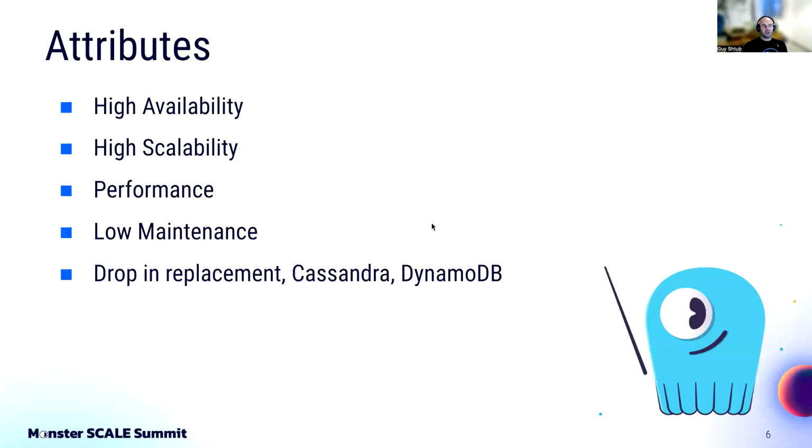So if you have a real-time use case, if you have large data, big data, then ScyllaDB is probably a good option for you. Low maintenance, so the system has auto-tuning abilities, and it does most things without any intervention needed from the user. And I didn't mention it, but ScyllaDB is a drop-in replacement for Apache Cassandra and Amazon DynamoDB.